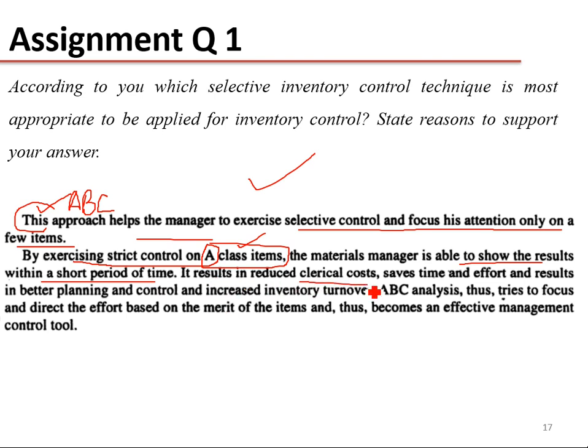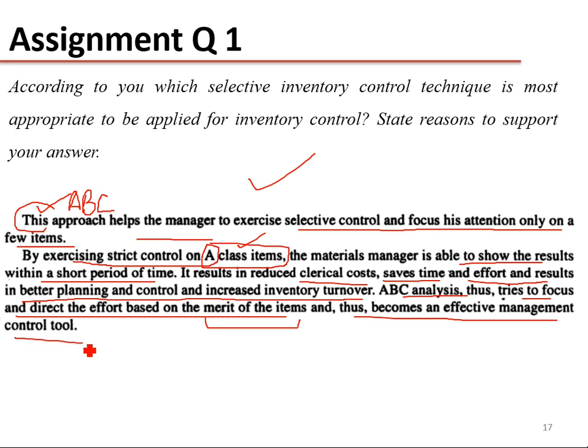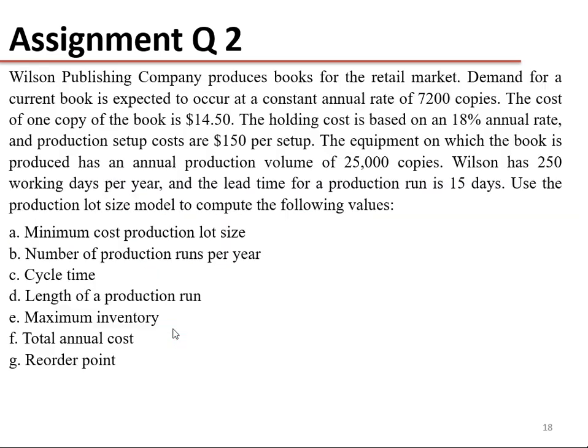It results in reduced clerical cost, saves time and effort, and results in better planning and control and increased inventory turnover. ABC analysis thus tries to focus and direct the effort based on the merit of the items. This is how you segregate the things based upon merit, and thus it becomes an effective management control tool. So these are the reasons why we go for the ABC inventory control technique.